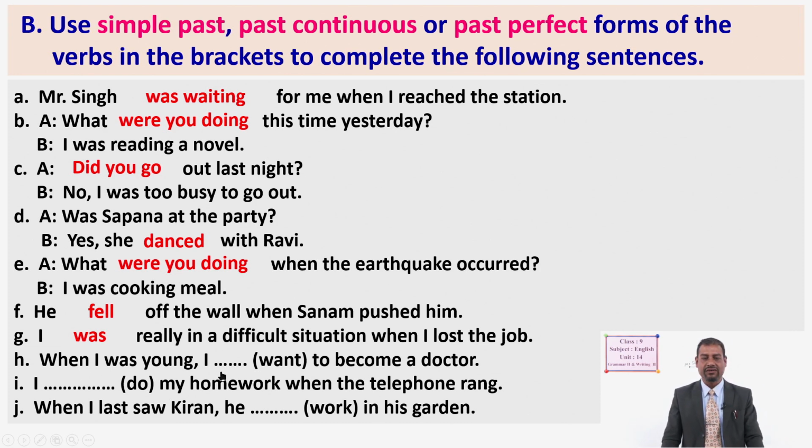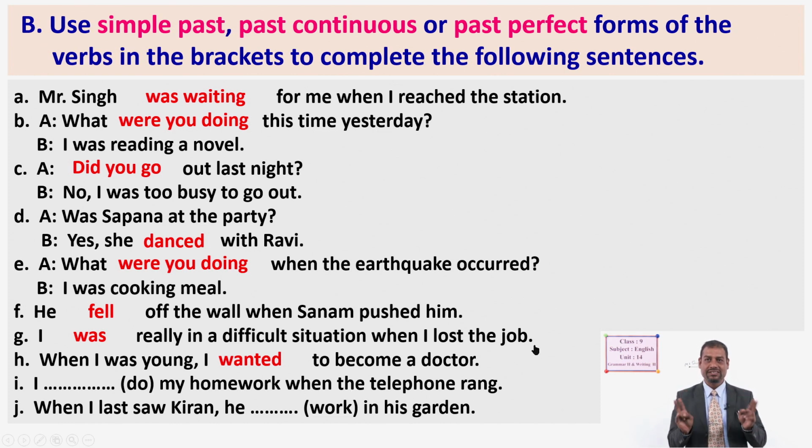When I was young, so what is the correct form of the verb want? Is it was wanting, want, wanted, or had wanted? What is the correct form? Once again, all of you tell me. Yes, you are right. That is, I wanted to become a doctor. It is general past that took place, when he was a young boy or when she was a young girl. Now next, I do my homework when the telephone rang.